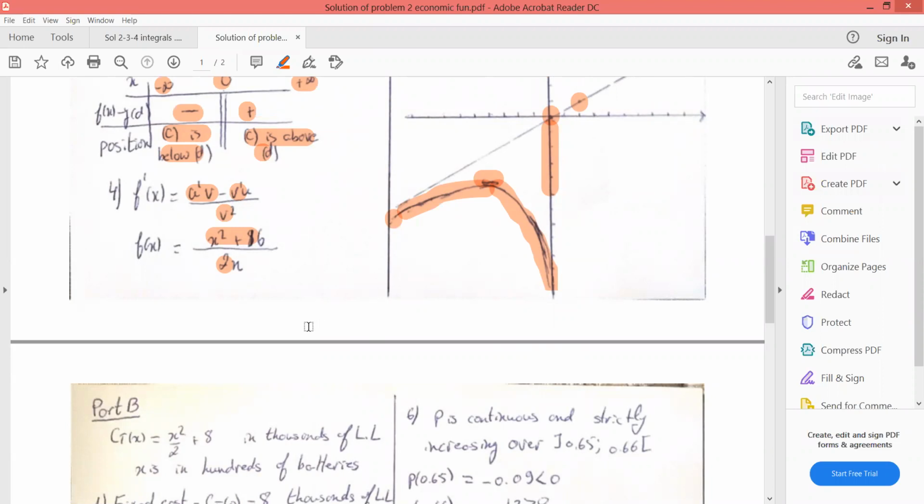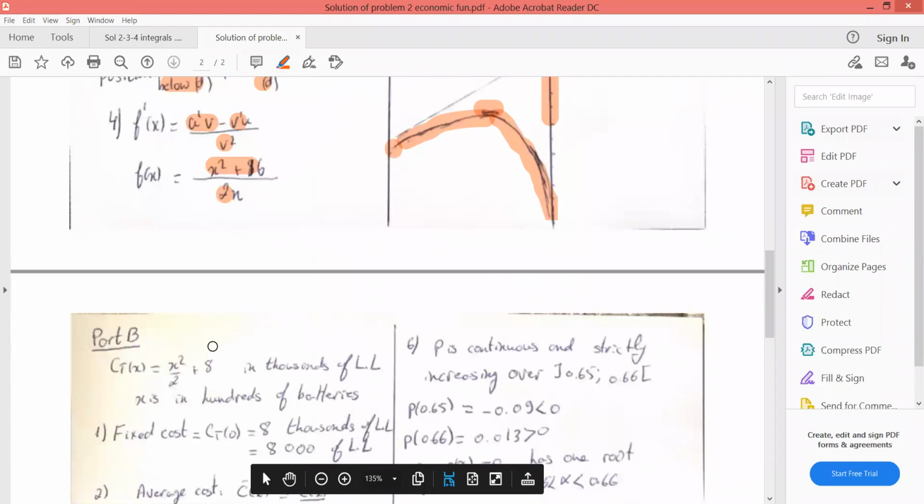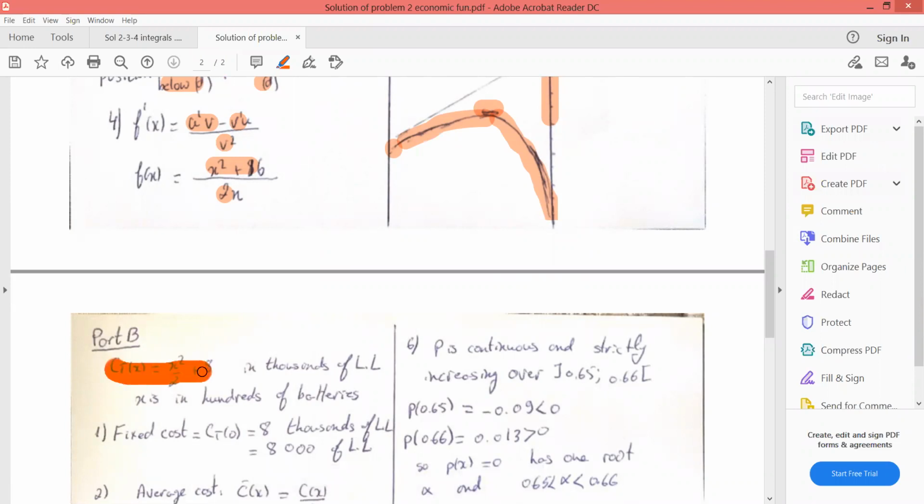Now we go to the economic part. The economic part is the one that matters to me, because we have done many like it. The total cost is given by x squared over 2 plus 8, in thousands of Lebanese lira. Pay attention to the units. x is in hundreds of batteries.